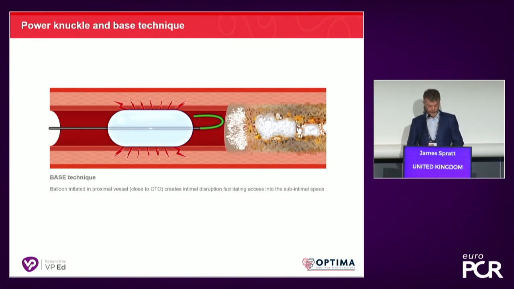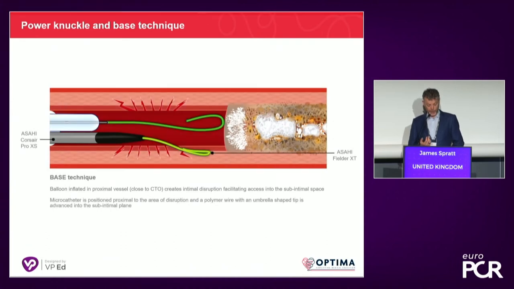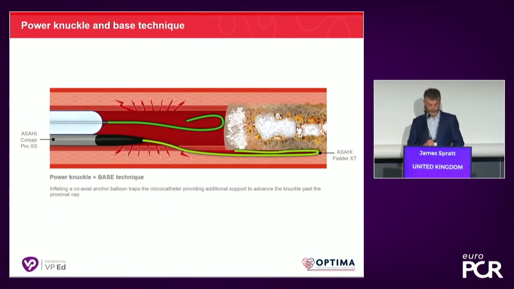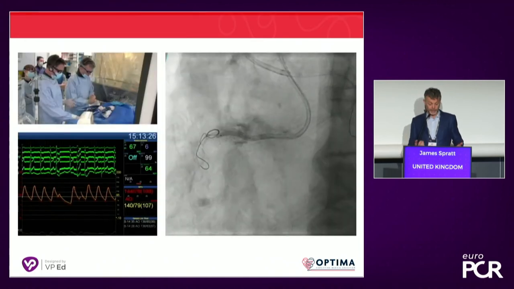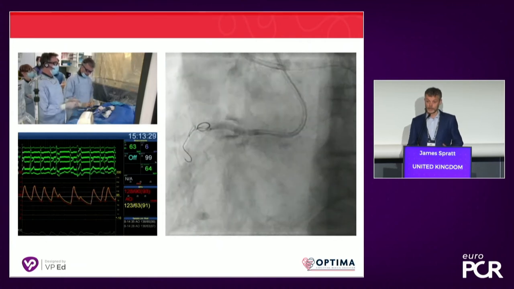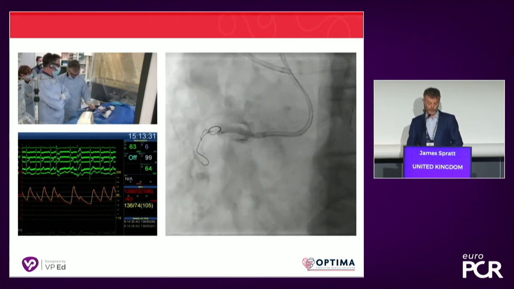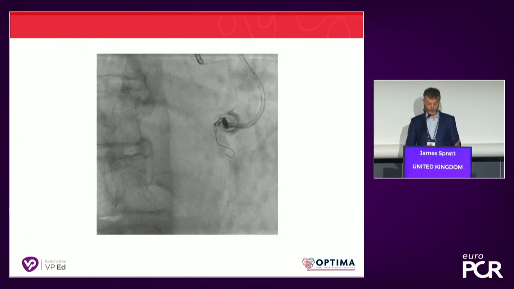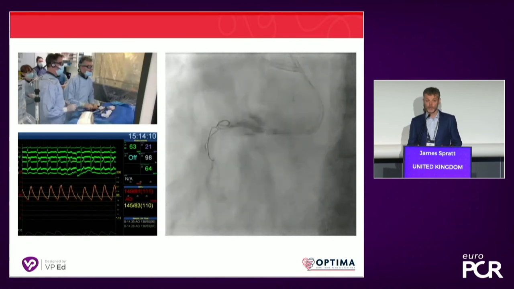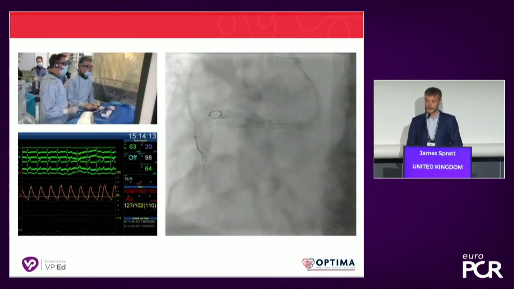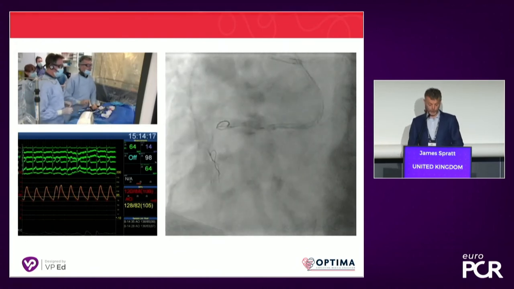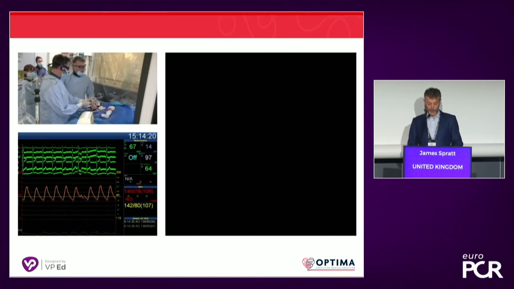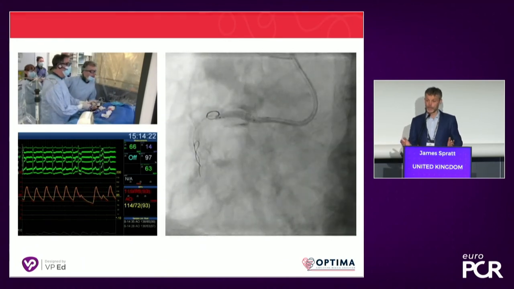So you're inflating this balloon, creating these intimal disruptions, and then you're anchoring that microcatheter in place and pushing beyond that. So even though this looks quite unpleasant, this is actually success. You're pushing that knuckle past in a way that you can see the vessel course. You can see it aligned with the calcium here. You can also see the near impossibility of wiring a vessel like this. We don't know where it is, huge amount of support required, huge amount of tortuosity within the vessel as well. So at this point, the proximal cap is more or less sorted.